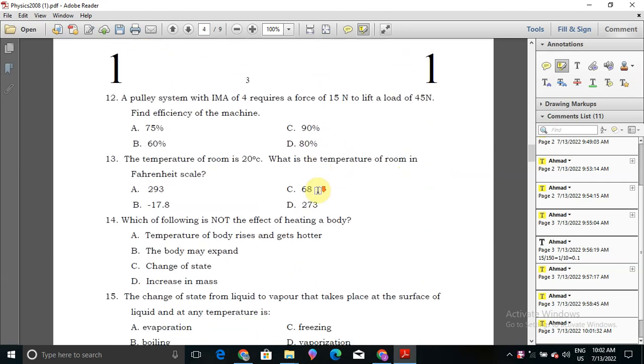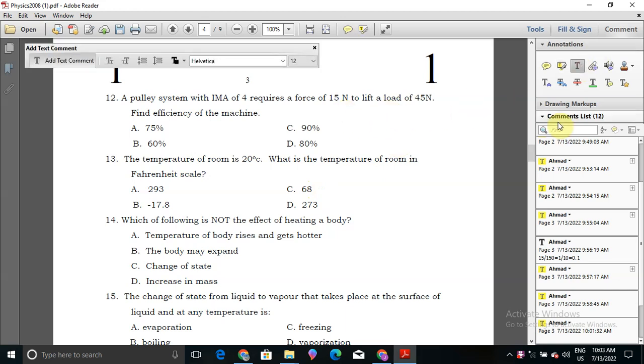Okay, now question number 12 says a pulley system with ideal mechanical advantage of 4 requires a force of 15 Newton to lift a load of 45 Newton. Find the efficiency of the machine. First of all, we'll find the mechanical advantage, then we can find the efficiency of the machine. Mechanical advantage is equal to load over effort.